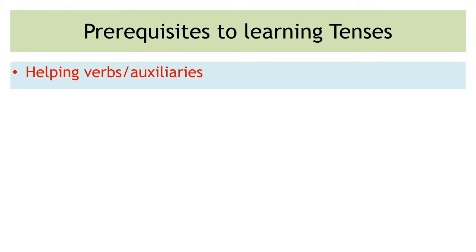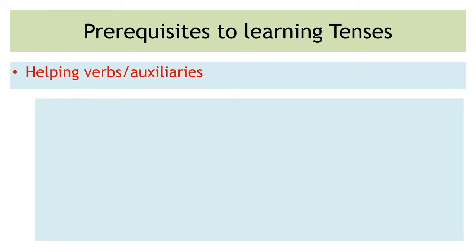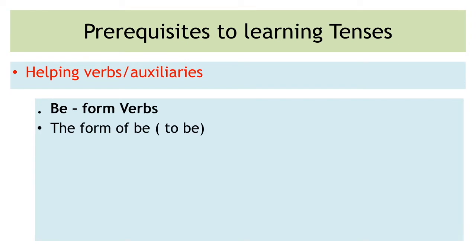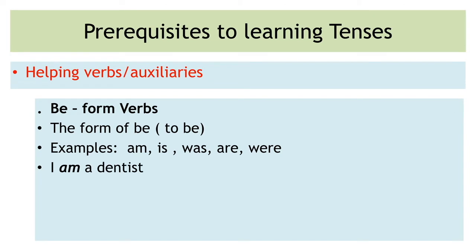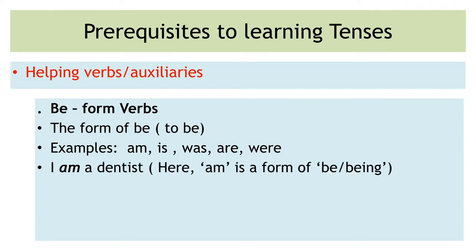Now let us see what helping verbs are. Helping verbs are also called be form verbs, that is, the forms of be. Example: am, is, was, are, were. I am a dentist. Here, am is a form of be or being.